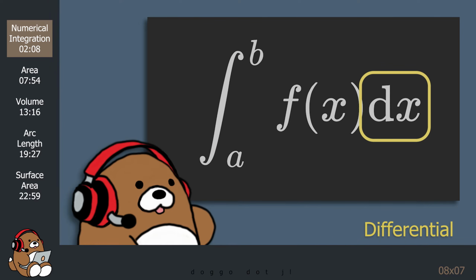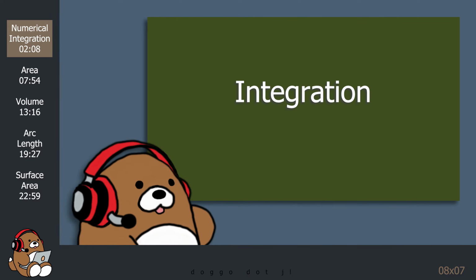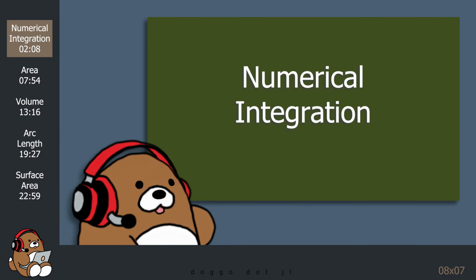That dx symbol at the end is called the differential of the variable x, which indicates that the variable of integration is x. The process of calculating the integral is called integration. Using a computer for integration is known as numerical integration. There are several different algorithms that are used for numerical integration.